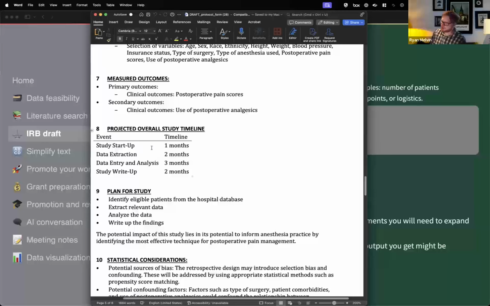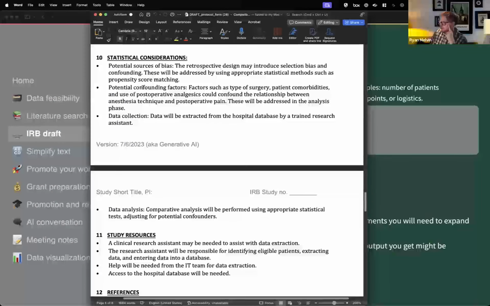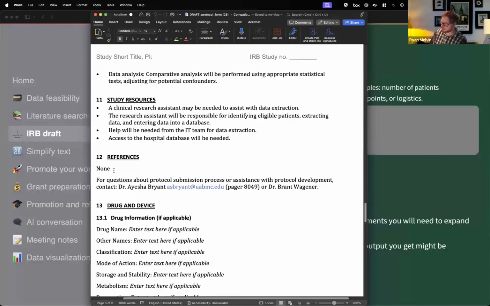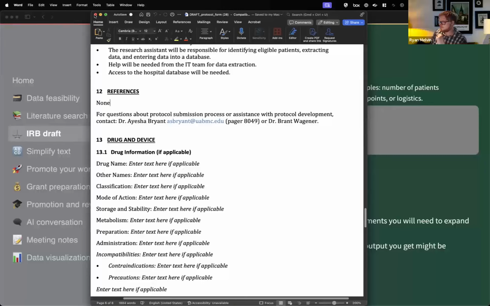And if this was a retrospective study, but if it were prospective or an intervention, it would actually take a real swing at a timeline. We've seen it do that. It even tries to talk about statistical considerations and what resources you'll need. And if you had used our literature tool, you can give it what the literature tool found, and it would integrate that into the document.